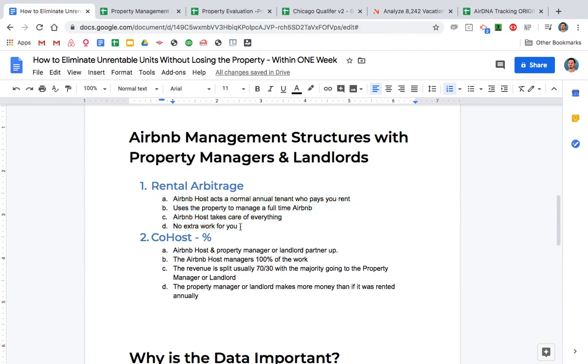This only works in scenarios where the property is what I like to refer to as a gold mine property. These are properties that would make significantly more money as an Airbnb than they do as an annual rental. And just a little tip for any property manager or landlord who currently has this set up: if you have somebody who has a contract doing the rental arbitrage on one of your properties, chances are they're making way more money than you are from the annual rent.